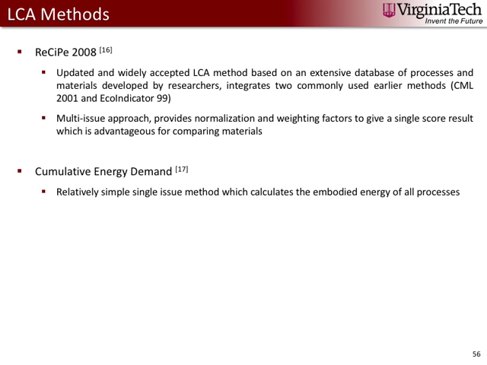So after we've defined the network diagram for a material, we use LCA methods to get our results. There are many to choose from. The two chosen here were Recipe 2008, which is a widely accepted, both scientifically and politically, LCA method, which takes a multi-issue approach, meaning it breaks up the results into categories such as global warming potential and ecotoxicity and so on, and then uses certain factors to combine these results into a single score. The reason we want a single score is so we can compare different materials to each other and be able to say which one is more sustainable.